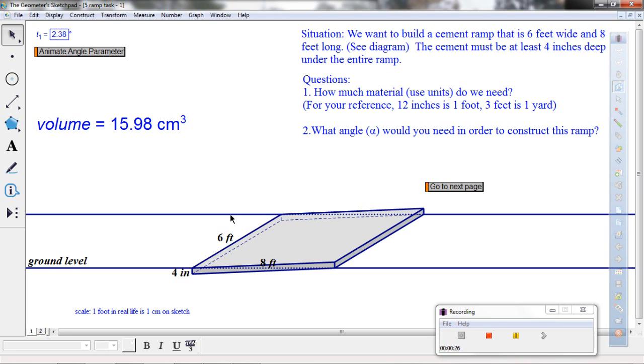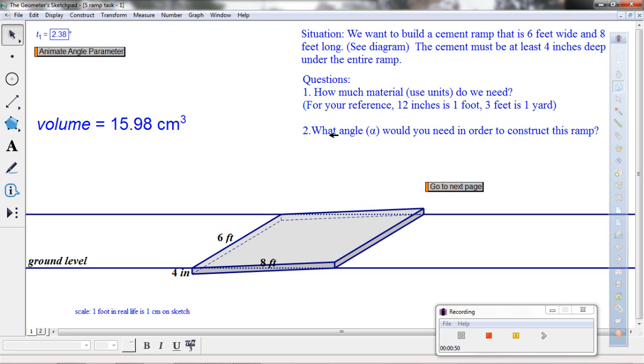And because this is done to scale, where 1 centimeter is 1 foot, we can measure length times width times height, or calculate it, or we can measure the front and multiply and very easily get 16 cubic feet, or we could just know length times width times height.